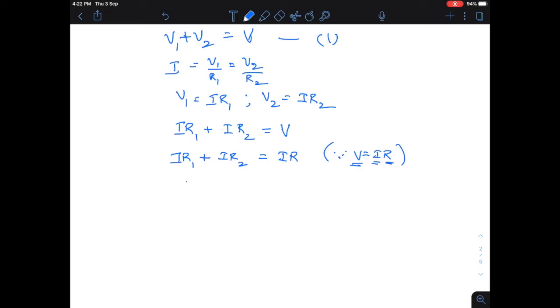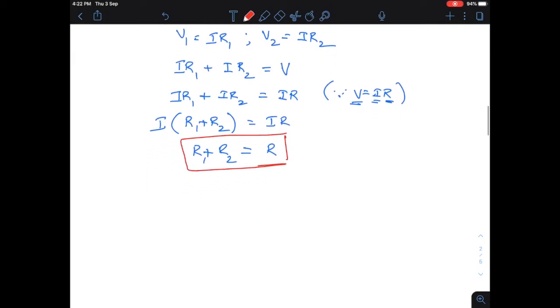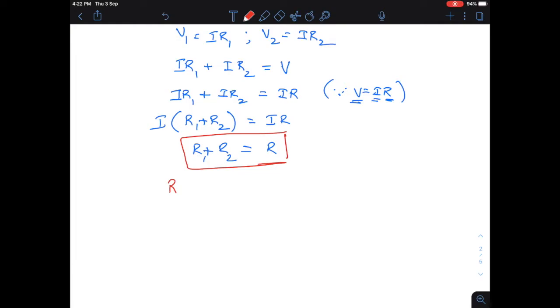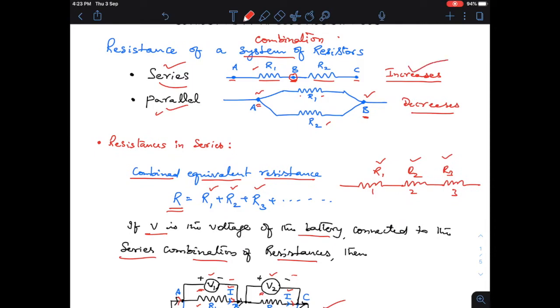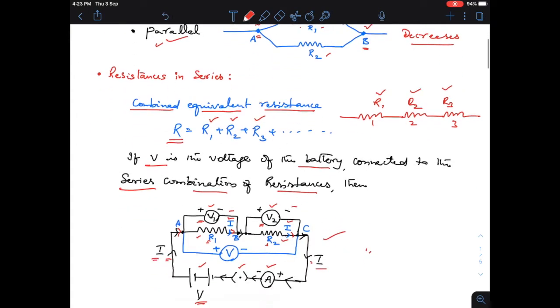From this we can write R1 plus R2 into I is equal to IR. So, R1 plus R2 is equal to R. So, this is the important equation. From this we can understand that the resultant is always greater than the individual resistances, either R1 or R2, because it is a sum of these two. So, this is the point that we have seen. The resultant resistance, or the total resistance, increases in series combination.